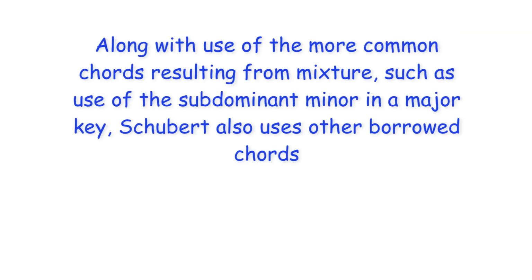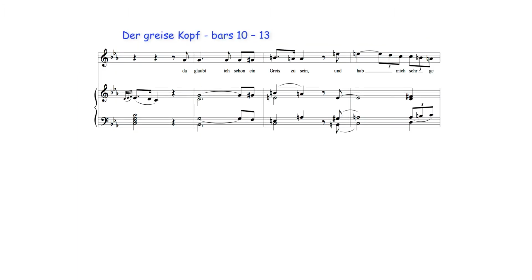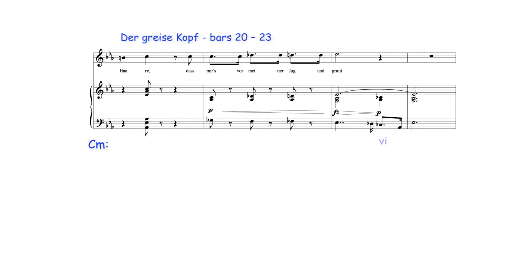Along with use of the more common chords resulting from mixture, such as use of the subdominant minor in a major key, Schubert also uses other borrowed chords. Here, for example, in the key of C minor, he uses a minor chord on the raised submediant. And several bars later, a minor chord on the lowered submediant.